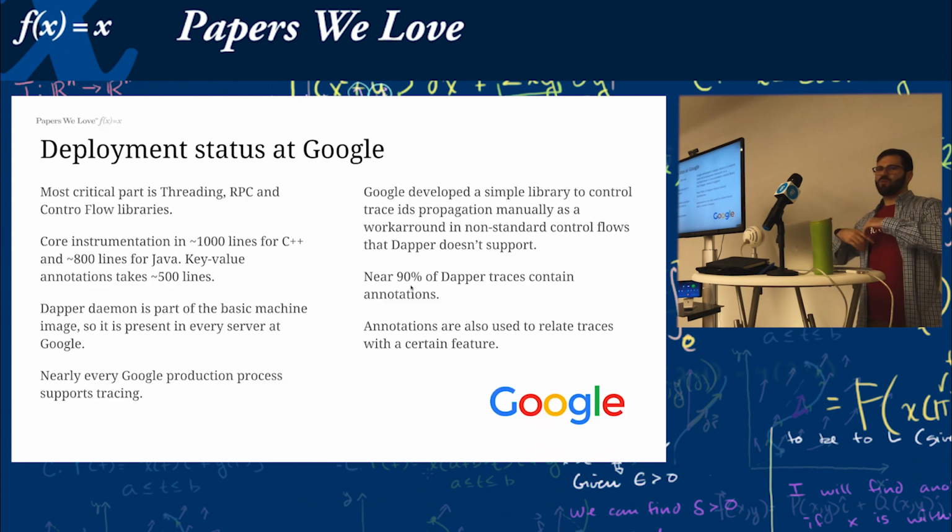Because they say, hey, we don't want developers to change their application code, but they are using annotations, right? And as I said before, annotations are being used to relate choices with the feature. Yeah, that's a use case of annotations.